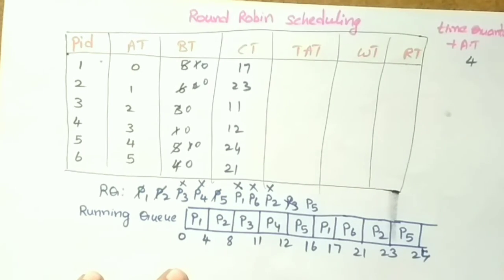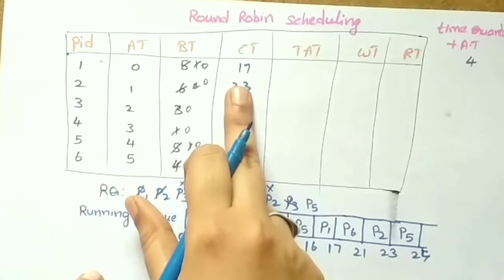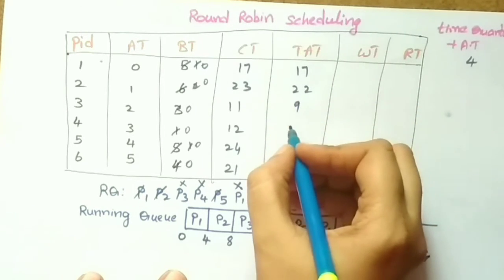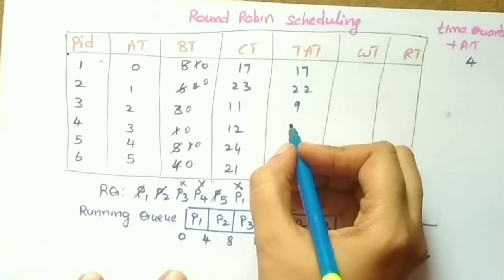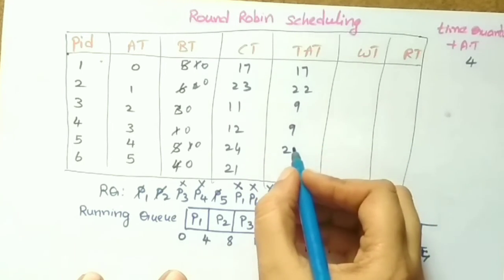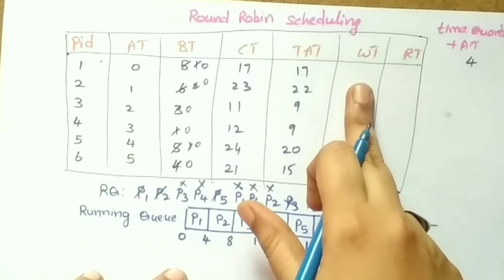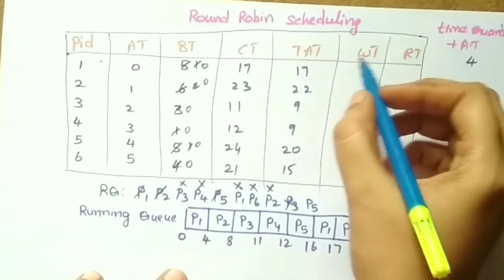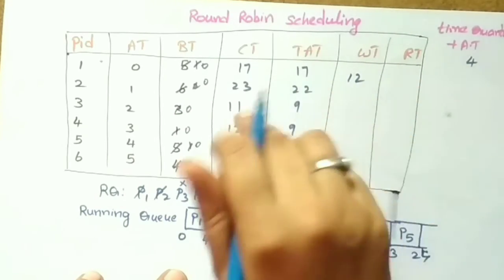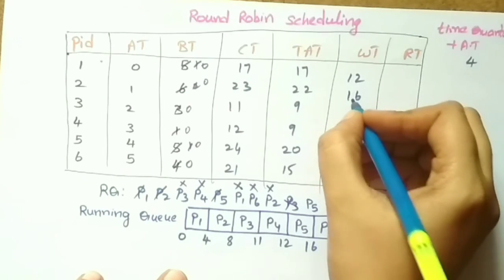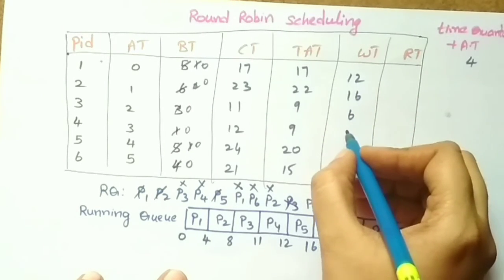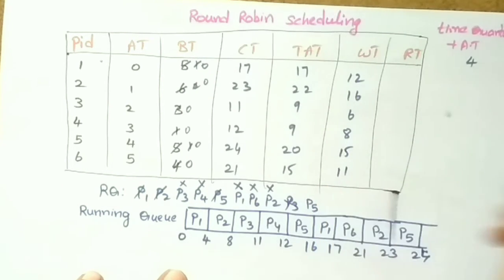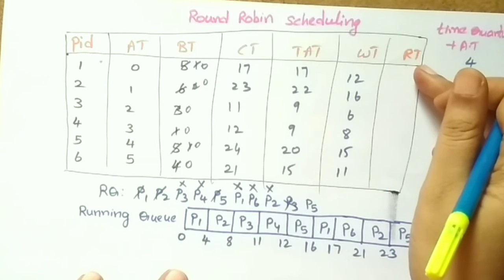Next the turnaround time. Turnaround time means completion time minus arrival time. So 17, 22, 9, 9, 20, 15. And the waiting time means turnaround time minus burst time. 17 minus 5, that is 12. Next 16, 9 minus 3, 6, 9 minus 1, 8, and then 20 minus 5, 15, 15 minus 4, that is 11.